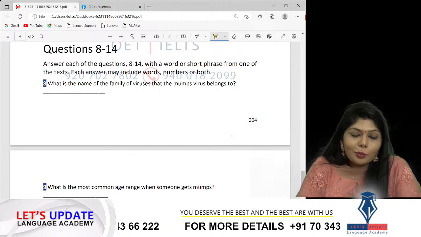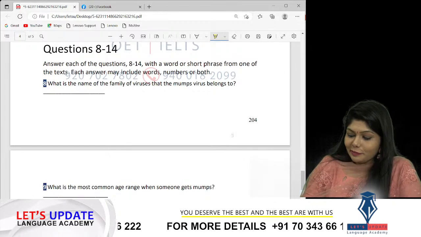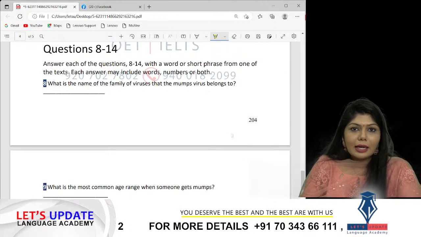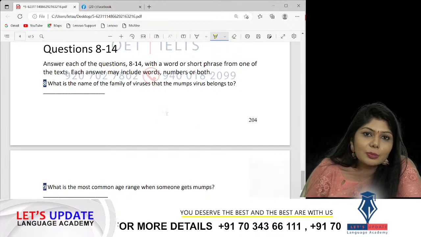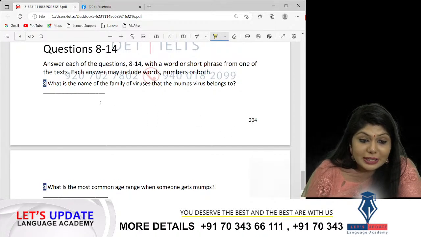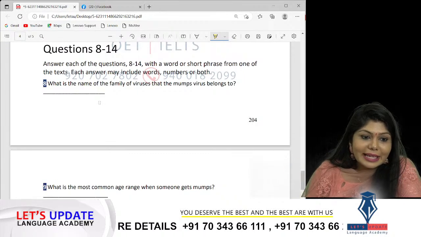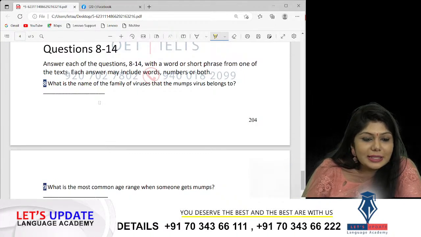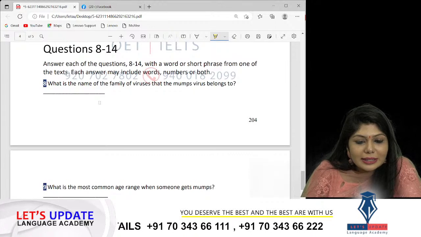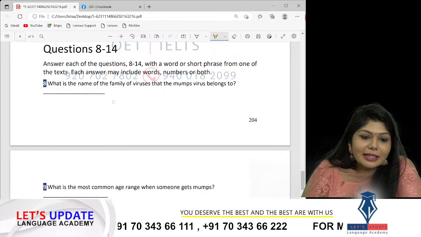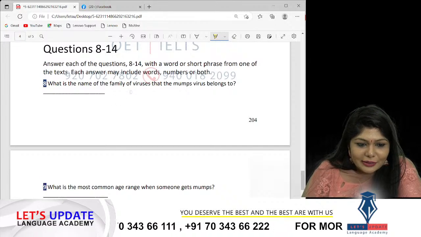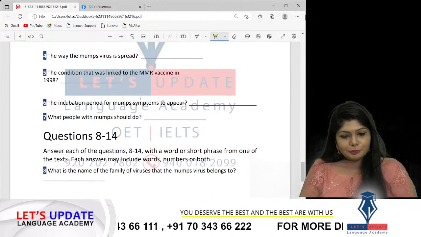Now please put in your choice of answers in the comment section. So let's solve the first question, the 8th question from the second section of questions. What is the name of the family of viruses that the mumps virus belongs to? I think we have just read that information a few minutes back.